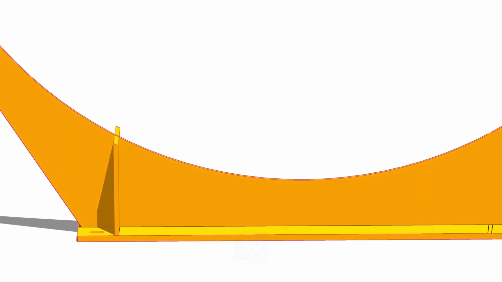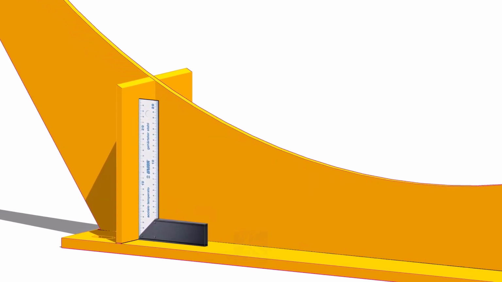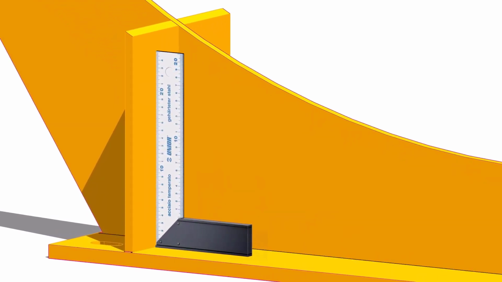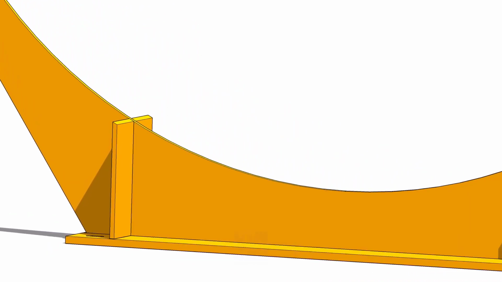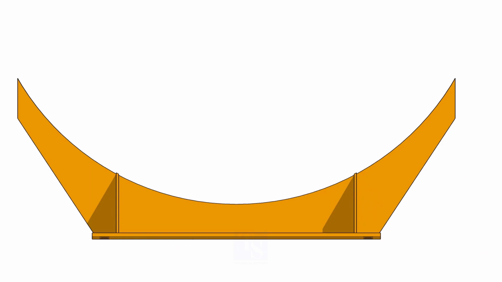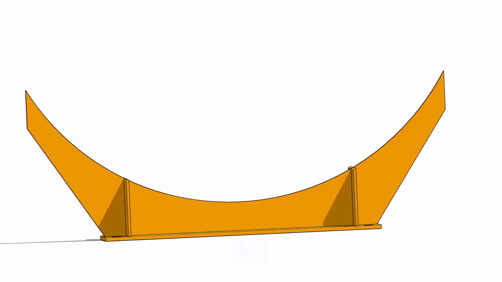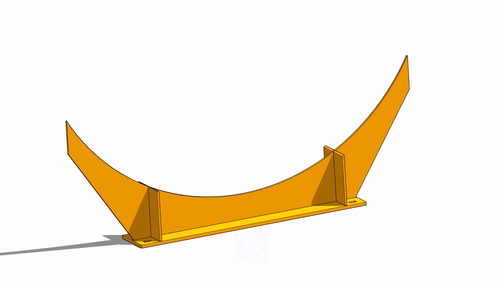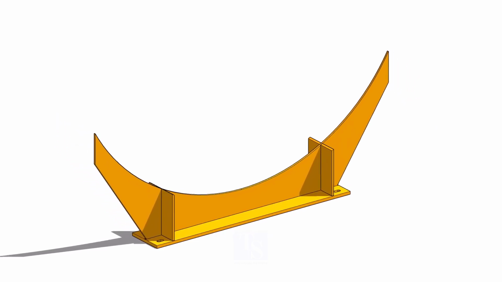Install the rib plates. Tack weld the RF pad with the saddle.